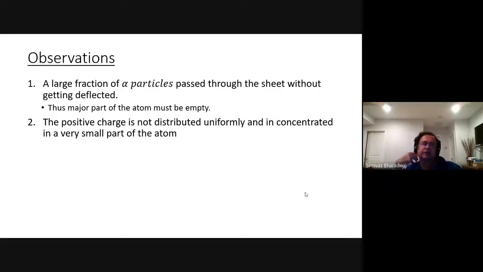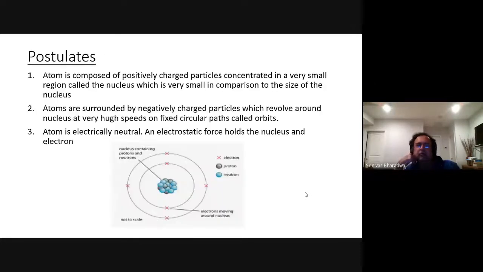A large portion of alpha particles pass through the sheet without getting deflected, because that's how concentrated the nucleus is. The positive charge is not uniformly distributed and is concentrated in a small part of the atom. Okay? Therefore, he came up with this nuclear theory. The atom is electrically neutral. An electrostatic force holds the nucleus and the electrons.